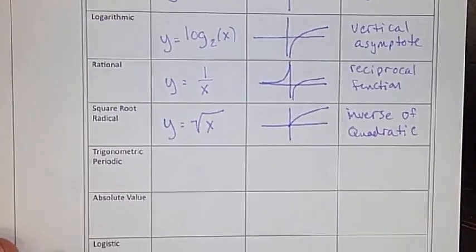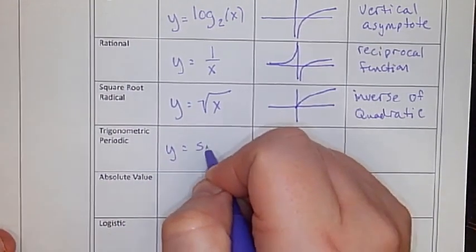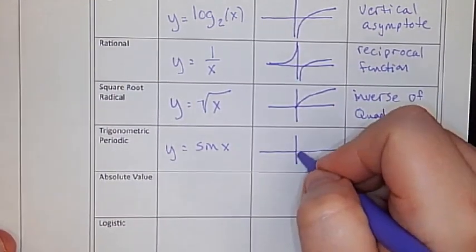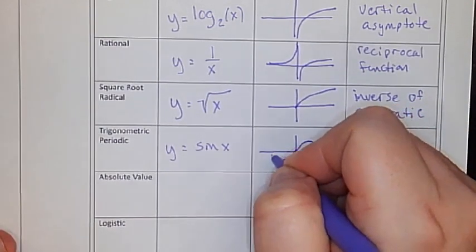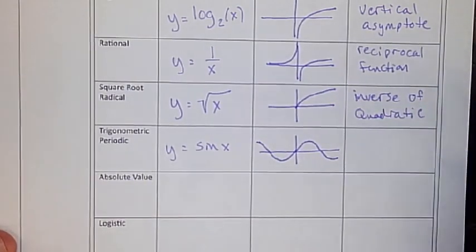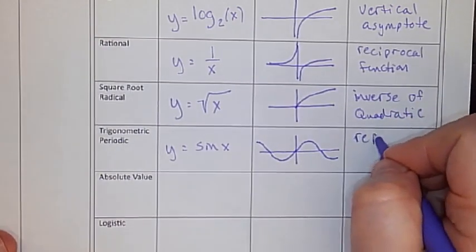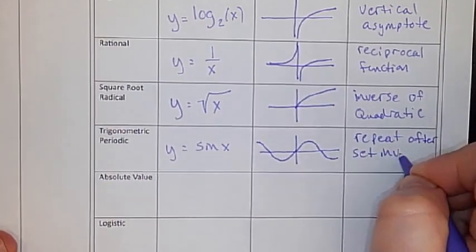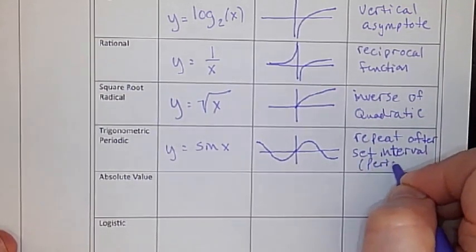Next, we're going to look at some trigonometric functions, which are one example of periodic functions. The one that we're going to graph is y equals sine of x. This graph should be familiar to you. I'm going to do the best I can to graph it. There we go. As I said, this is one example of periodic functions. The big thing to note is that they repeat after a set interval, which is known as the period.